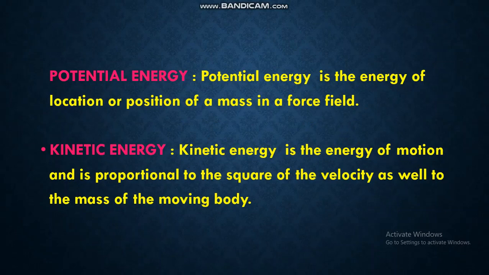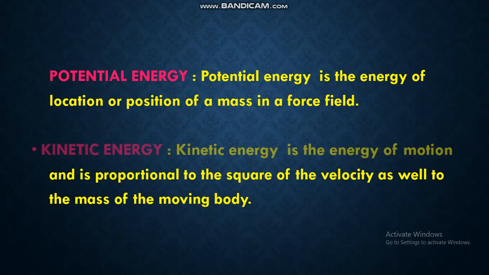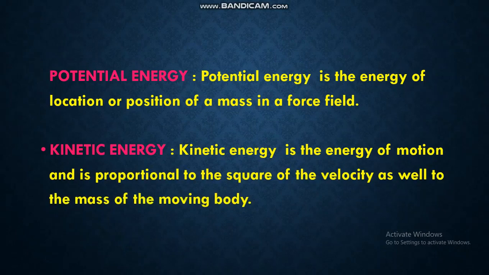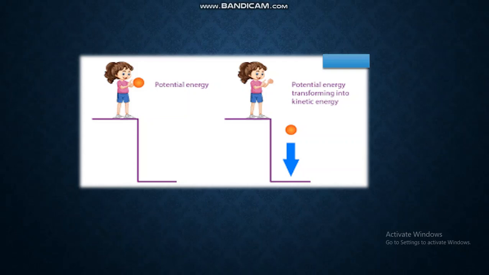So next one is potential energy. Potential energy is the energy of location or position of a mass in a force field. Kinetic energy. Kinetic energy is the energy of motion, and it is proportional to the square of the velocity as well as to the mass of the moving body. This potential energy and kinetic energy we have already studied in the previous classes. So simply we can represent it in a diagram which you can easily understand.